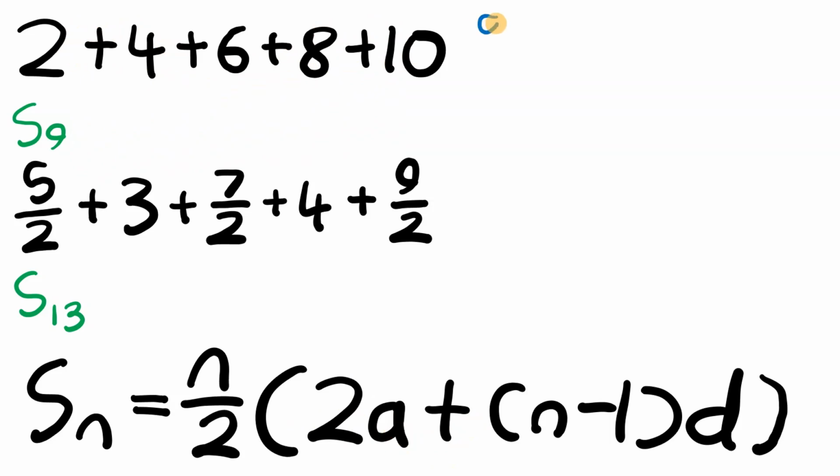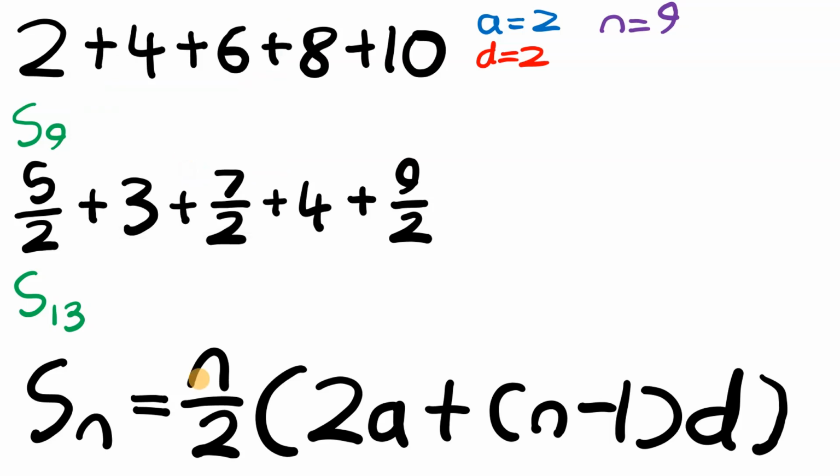So a is the first term, which we can see is 2, and d is the common difference, and as we talked about before, this series keeps going up by 2, and n is the nth term that we're going up to, as it's S9. This is going to be equal to 9.